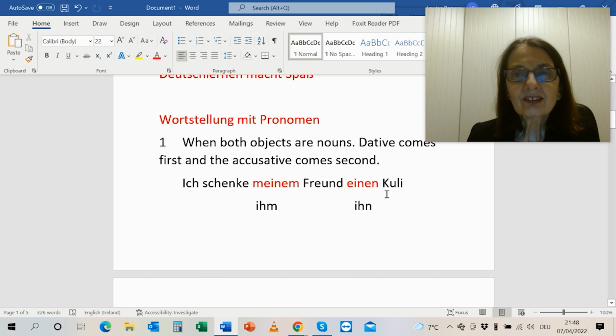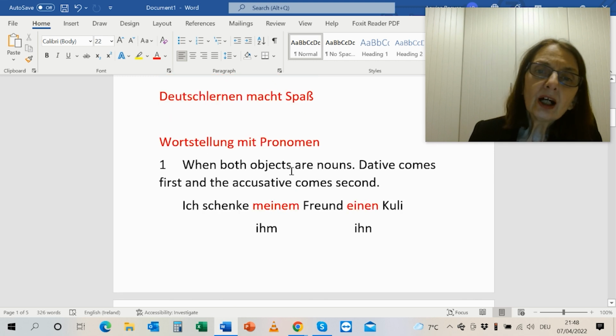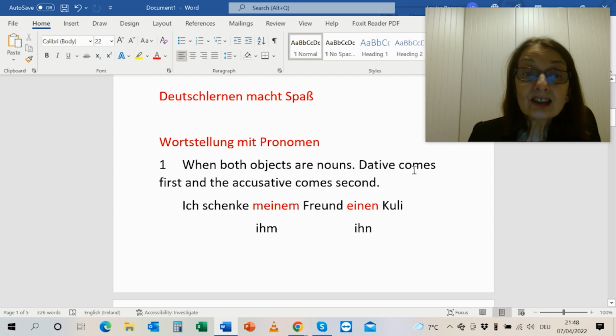Wortstellung. This is the bit with pronouns, right? This is the bit that you really need to know. When both objects are nouns, the dative comes first and the accusative comes second. Look how it happens. Ich schenke meinem Freund einen Kuli.